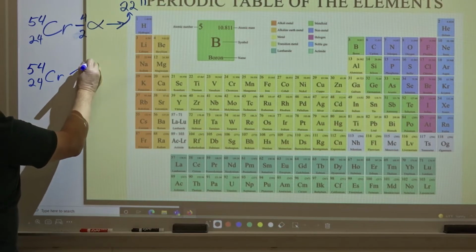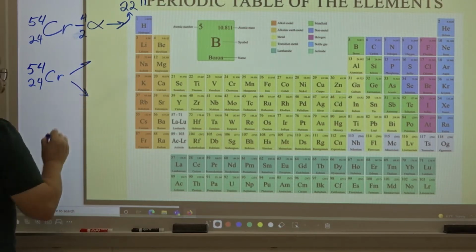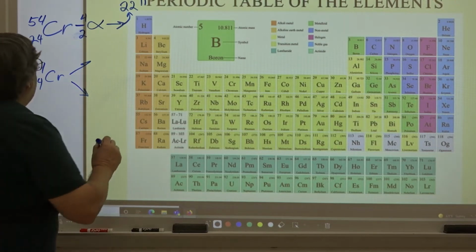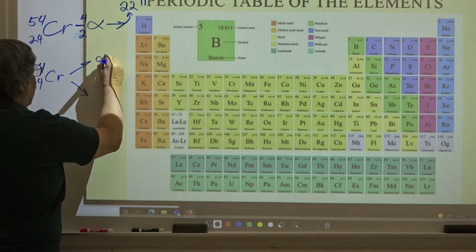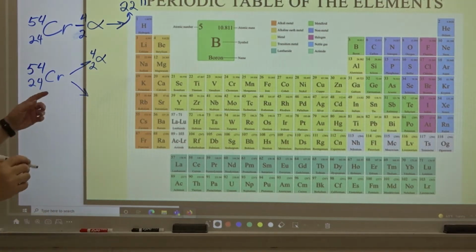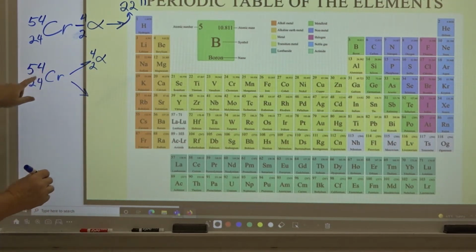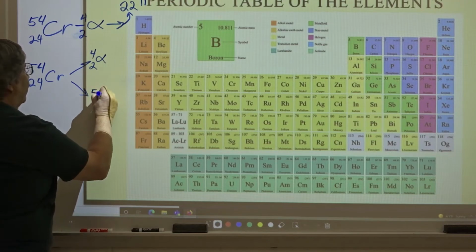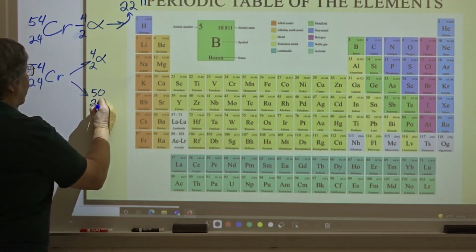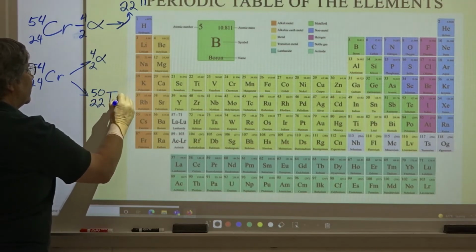I like to think of the chromium atom in alpha particle decay as exploding, leaving us with an alpha particle. And what gets left over? Well, again, we are taking 4 away from 54, so we're going to get 50. We're taking 2 away from 24, so we're getting 22. And again, that is titanium.